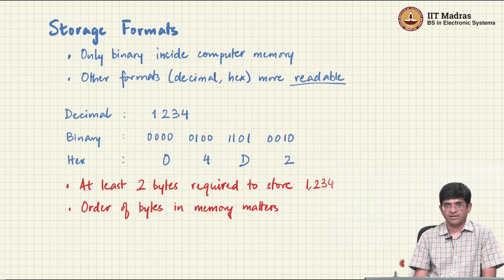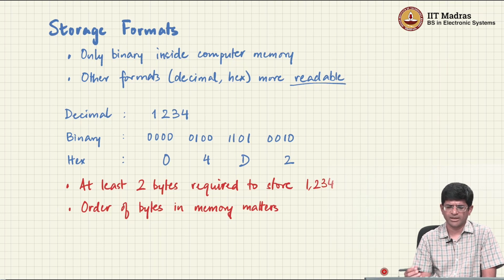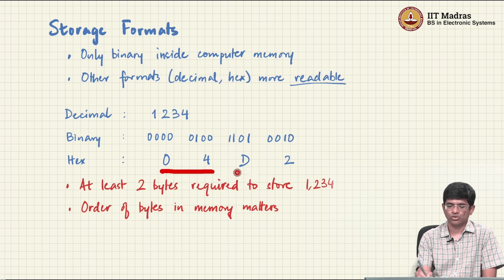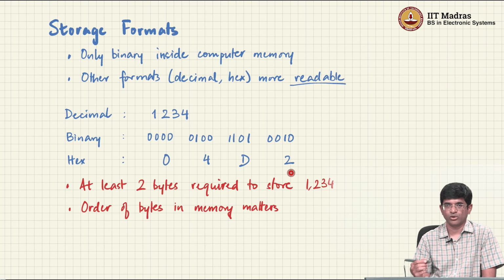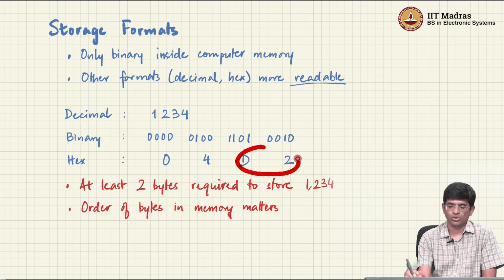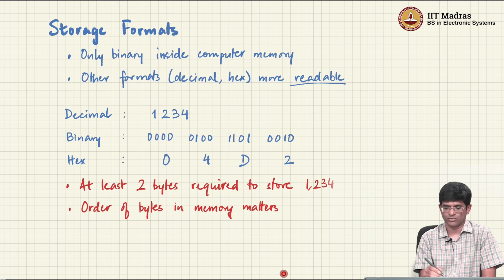Now comes the tricky part, because the order in which these 2 bytes are stored in memory actually matters. It is something that we would normally never think about, because all that I am thinking about is I need 2 bytes, sure. Now the question becomes, okay, let us say that I want to take this 2 byte value and store it at memory location 0. Should the 04 go into location 0 and D2 go into location 1, or 04 go into location 1 and D2 go into location 0? That is what I mean by the order of bytes.